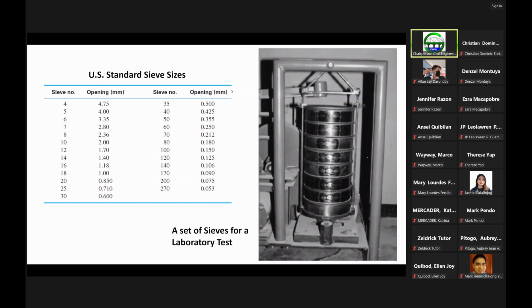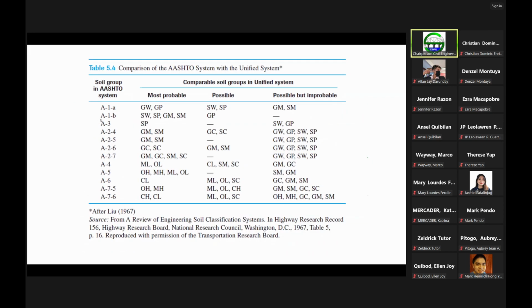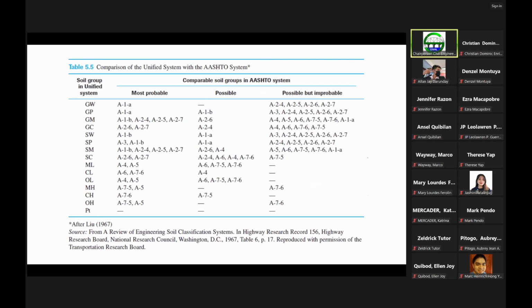Just to continue, he compared this one from AASHTO to the USCS system, and then this one from the USCS system to AASHTO. He just compared it to give us some idea. I think this is also in your book, so if you can buy an electronic copy of the book, it would be better for you. Again, all of these are just in the book.